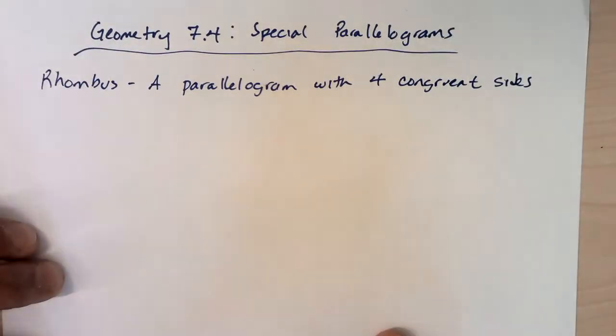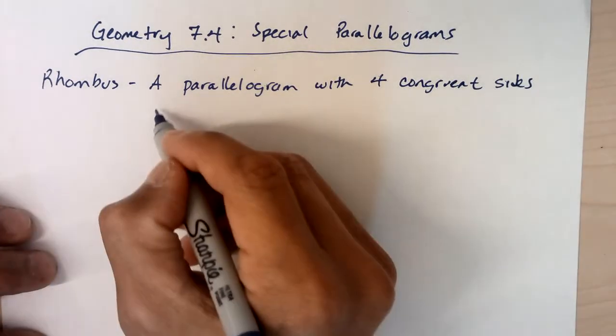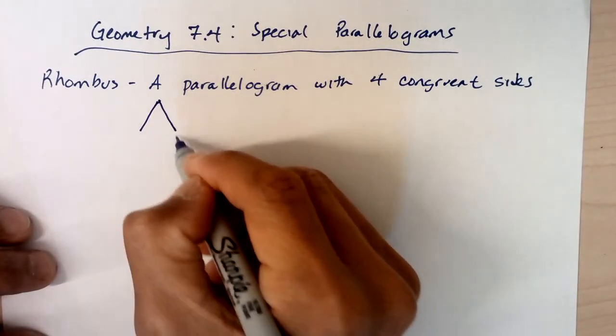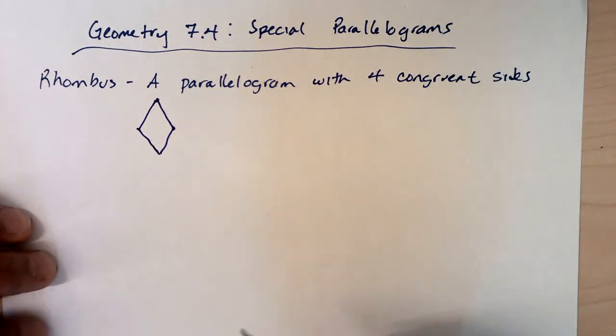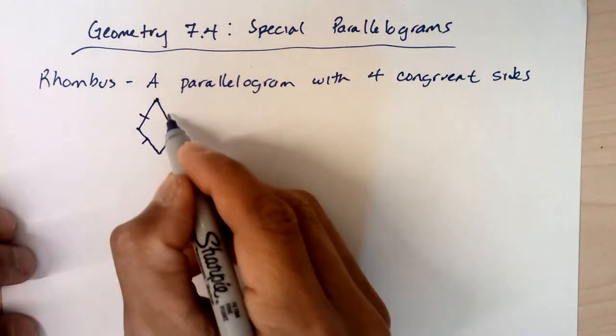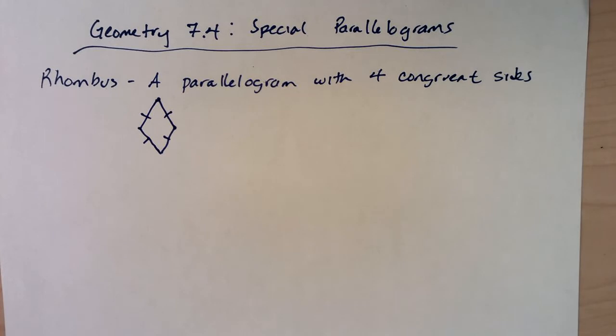A rhombus is a parallelogram with four congruent sides. To show a diagram of that, it's a quadrilateral, and if all four sides are congruent, I can show that using tick marks. It's a parallelogram, so I could also show, even though I'm not going to do that right now, that opposite sides are parallel, opposite angles are congruent, consecutive angles are supplementary, and diagonals bisect each other. Again, a rhombus is a parallelogram, so it possesses all the properties of a parallelogram as well.